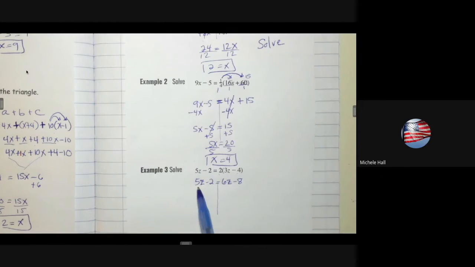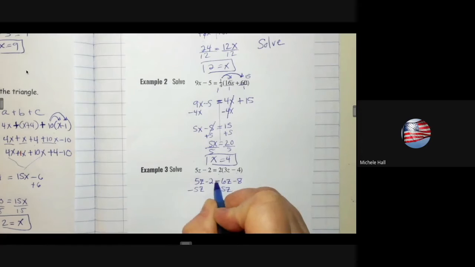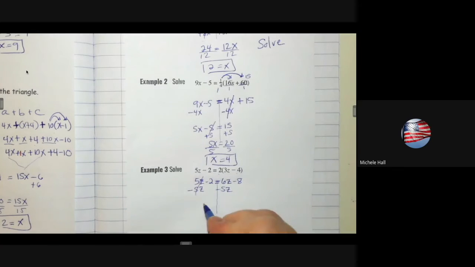I'm going to move the smaller z over to the larger z. So to shift the 5z across the equal sign, I'm going to do the opposite. The opposite of 5z is negative 5z. The same thing to the other side of the equation so that it is balanced. We get -2 equals 6z minus 5z is 1z.